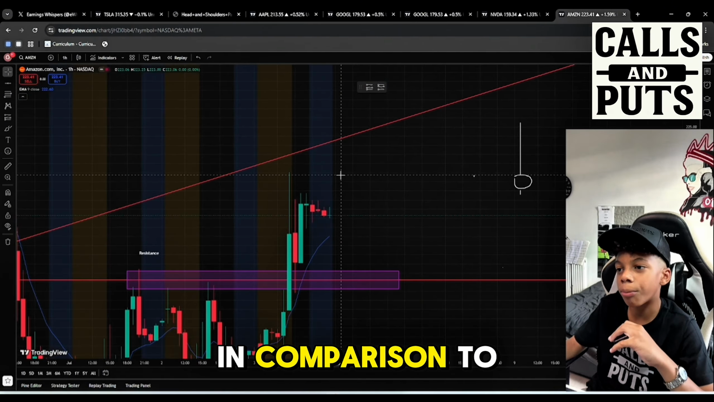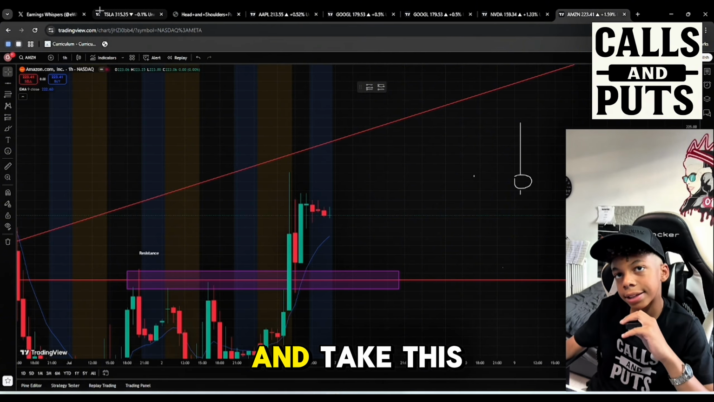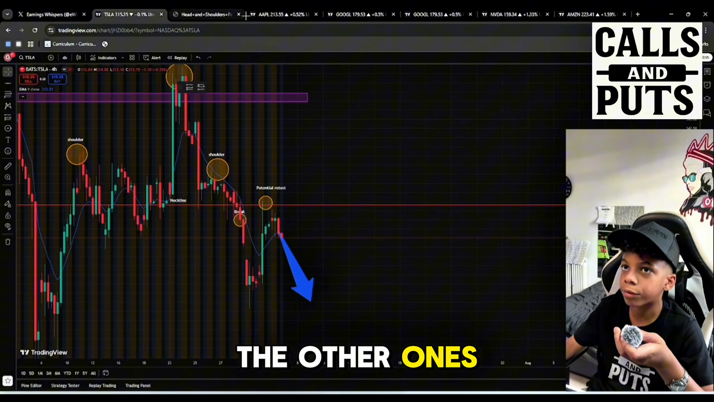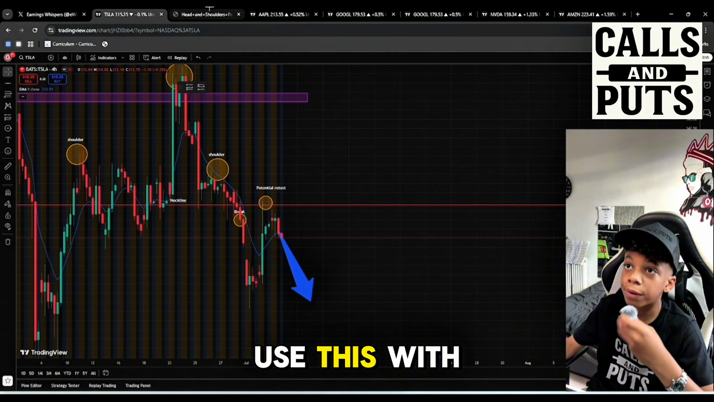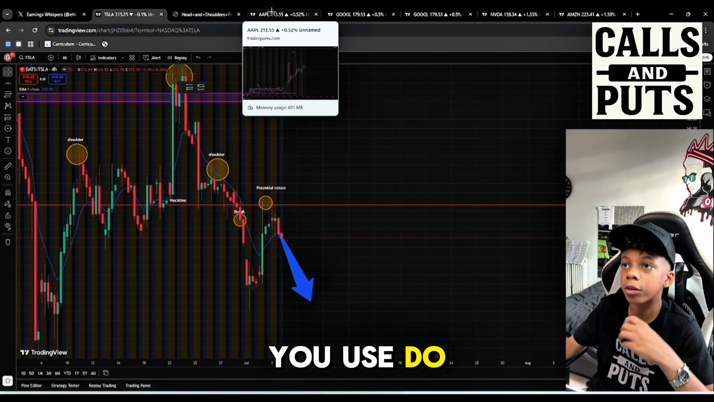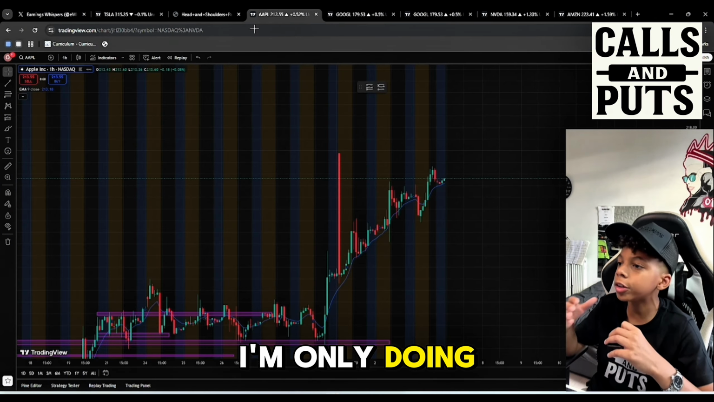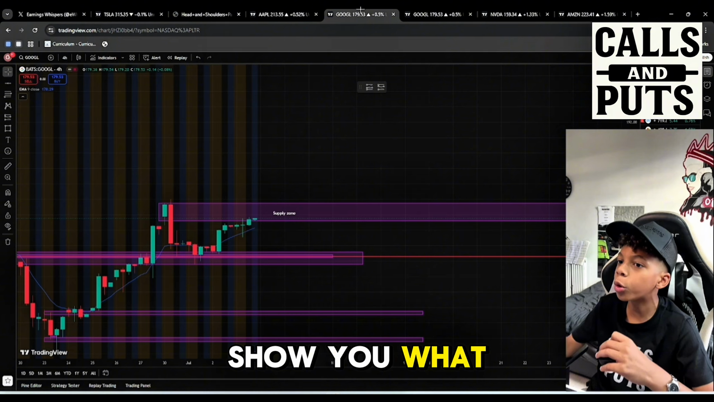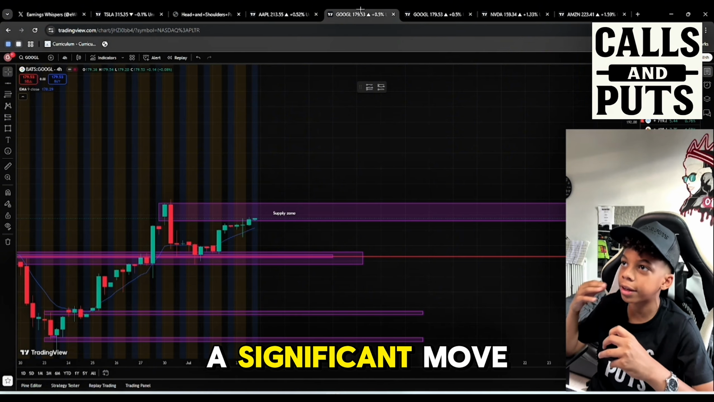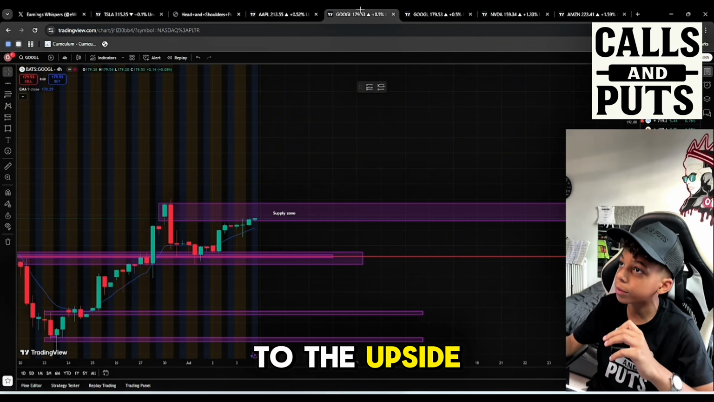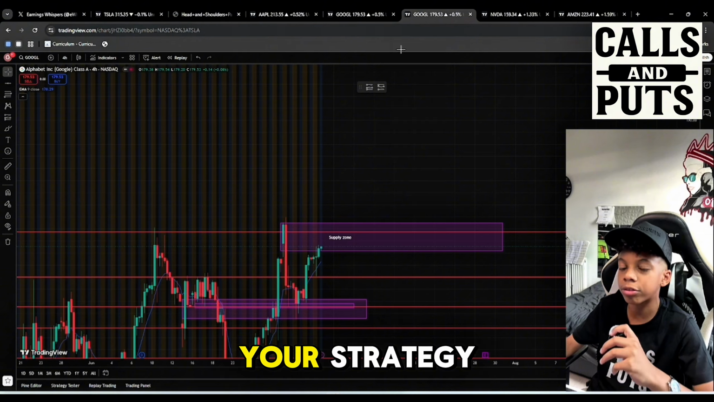Look at Amazon in comparison to your other strategies, and take this advice for all the other ones. For example, here, use this with your strategy. Let's say you do supply zones. I'm only doing the Sunday stock watch list to show you what you want to look at, what could be a significant move to the downside or to the upside, and you want to coincide this with your strategy.